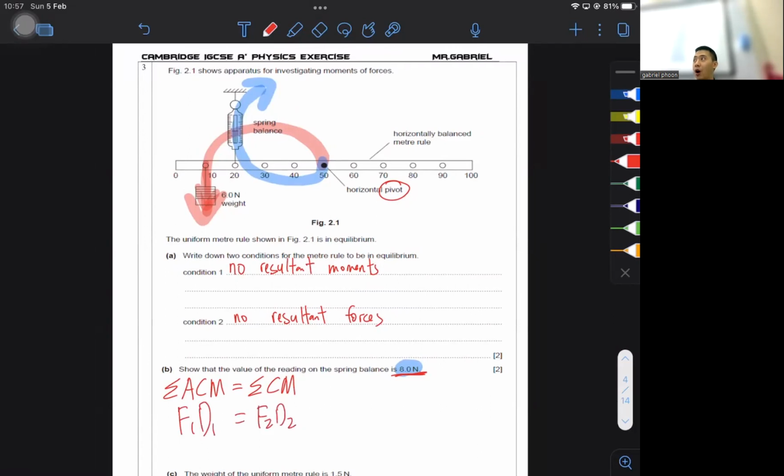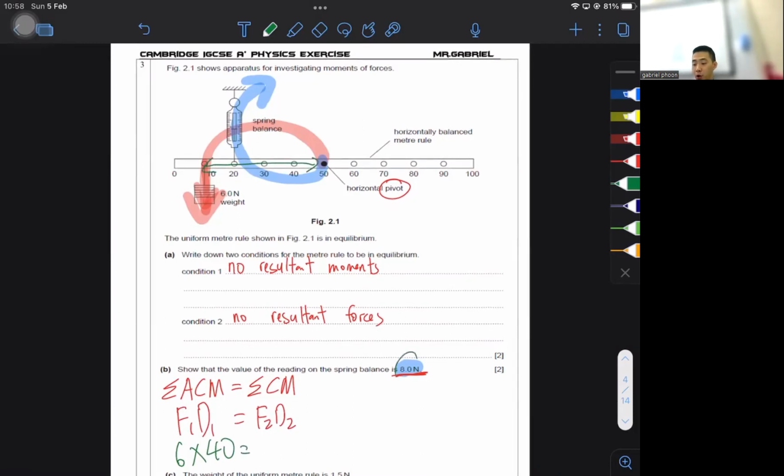And then substitute all the information that you have extracted so far. How much is F1? 6. How much is D1? 10. How much is D1? Alden, how much is D1? Good, it is 40. It is always distance to the pivot, which in this case is 40. Is equal to F2. I don't know, they want you to show that it's 8, right? So you just write F2 first. And how much is D2? Okay, it should be 30.